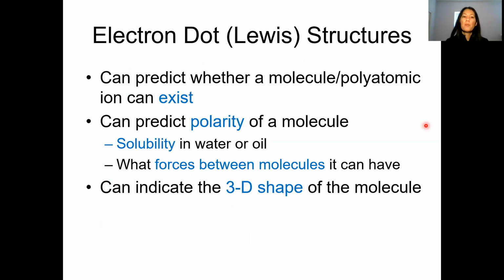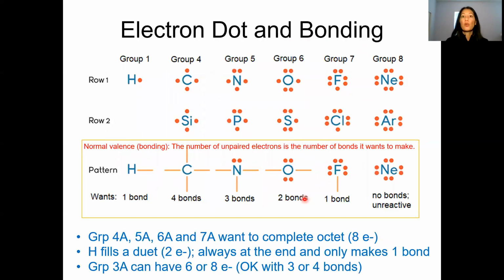Okay, the last little bit that we're going to talk about is drawing electron dot or Lewis dot structures. Lewis is the guy that developed electron dot. This is important for predicting whether molecules can exist. It can predict the polarity, solubility, forces between molecules, and indicate 3D shape. So this is a really important part of chemistry, and going forward, something you'll use in your next few chemistry or biochem courses. The basis for this is the number of outer or valence electrons.